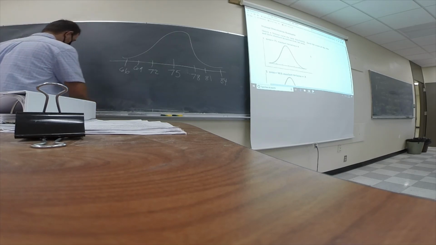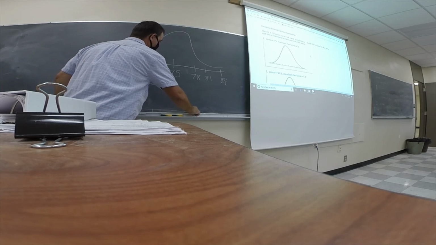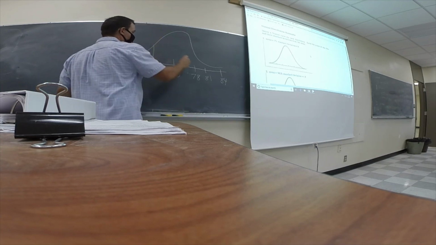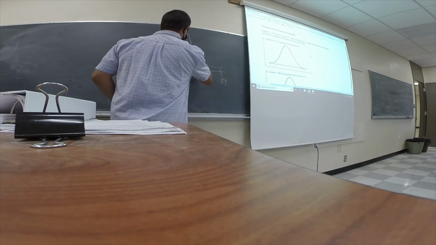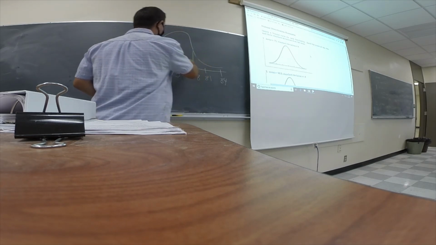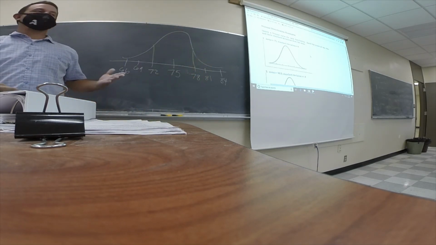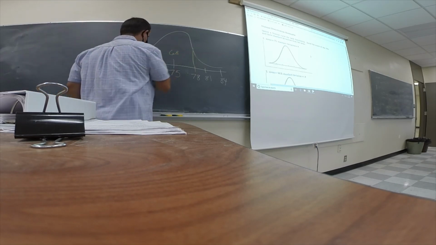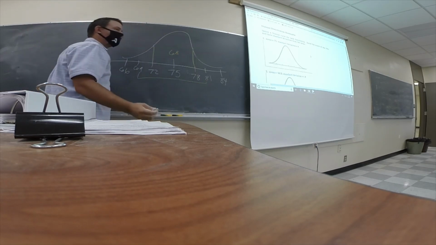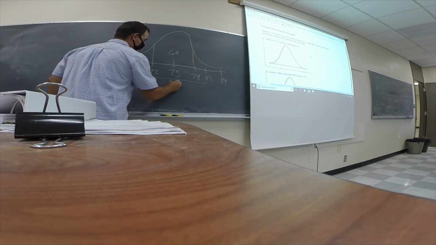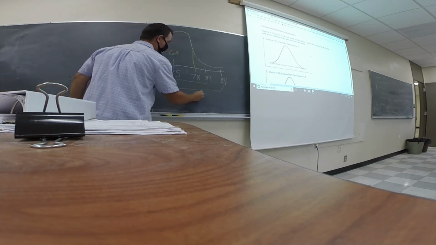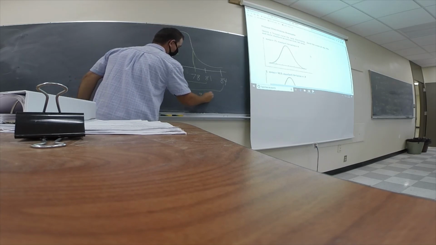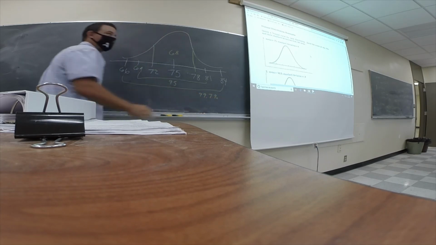So the other thing I could ask you with a question like this: how much of my data lies between 67 and 83? 68%. Between 59 and 91, 95%. And between 51 and 99, it's 99.7%. Okay.